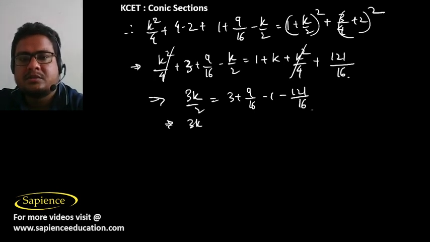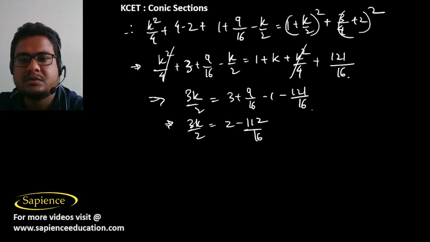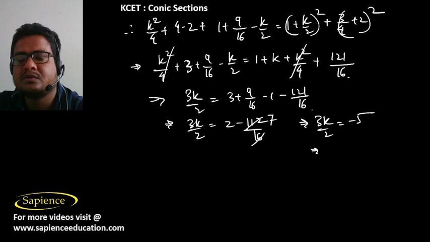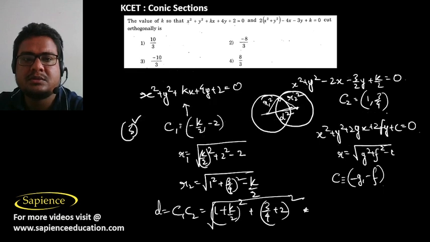So 3k by 2 is equal to 2 minus 112 by 16, which is 7. So 2 minus 7, 3k by 2 is equal to minus 5. So k is equal to minus 10 by 3. K is equal to minus 10 by 3. So option 3 is the correct answer.